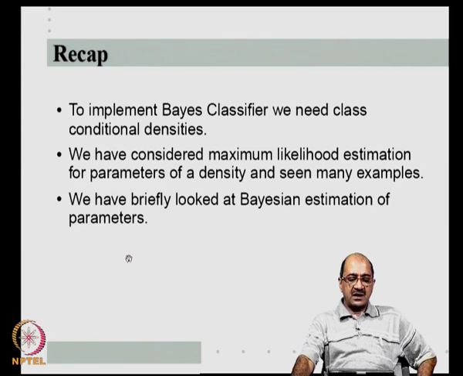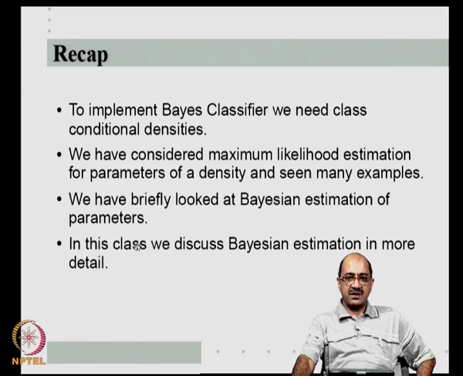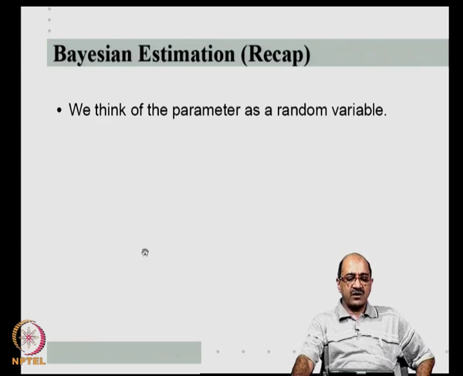Then in the last class, we briefly looked at another parametric way of estimating densities, what's called the Bayesian estimation of parameters. So, this class will consider Bayesian estimation in more detail. We will look at a few examples. So, both this class and part of next class will be looking at Bayesian estimation. We discussed Bayesian estimation last class, but let us briefly recall the basic idea.